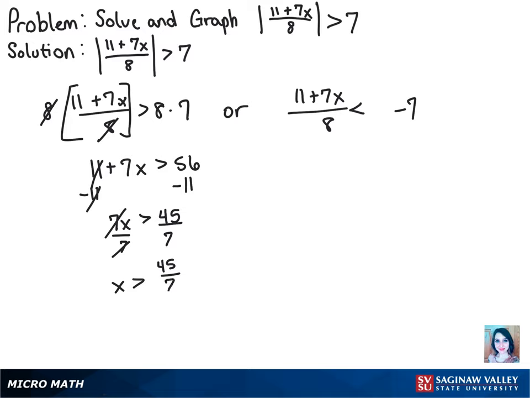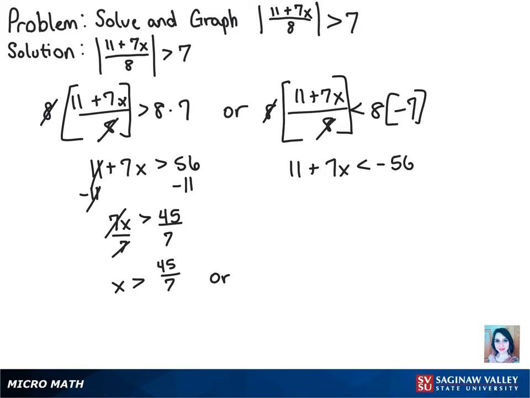Now looking at the right side, we can start out the same way by first multiplying by 8, and that will give us 11 plus 7x is less than negative 56. Then we can subtract 11 from both sides, so we'll have 7x is less than negative 67. Now we want x alone again, so we divide by 7, and then we have x is less than negative 67/7.